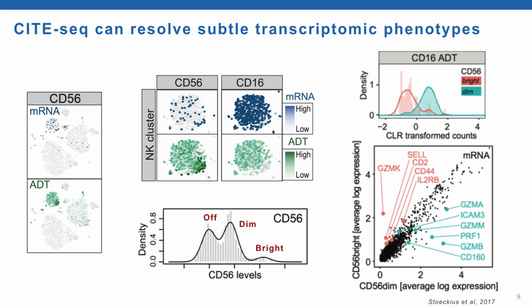We can also take these bright and dim cells and look for differentially expressed genes at the transcript level. And pleasingly, we saw that out of 11 different genes that are known to be differentially expressed in these cell types, based on the literature, we see 10 that move in the direction we would expect them to move.